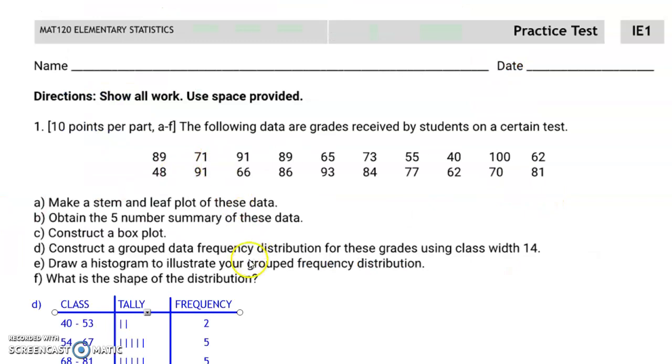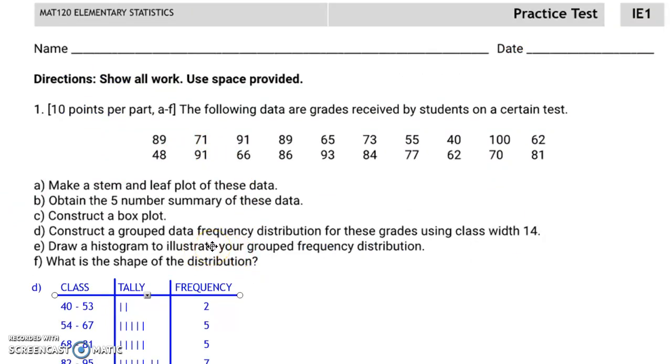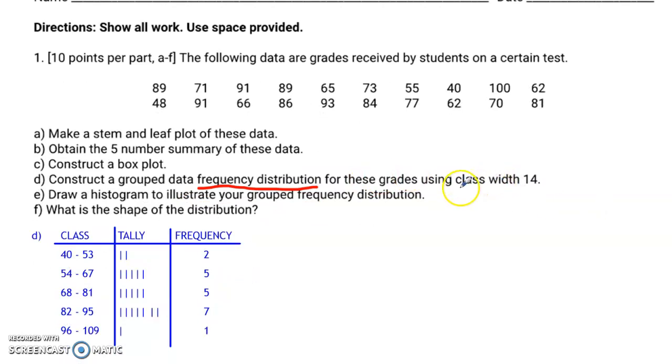For letter D, it was asking us to create a grouped data frequency distribution, otherwise known as just a frequency distribution. That's what we talked about in class. You might also know it as a frequency table, using class width 14. Class width 14 means there are 14 values within each class. So from 40 to 53, there are 14 values.